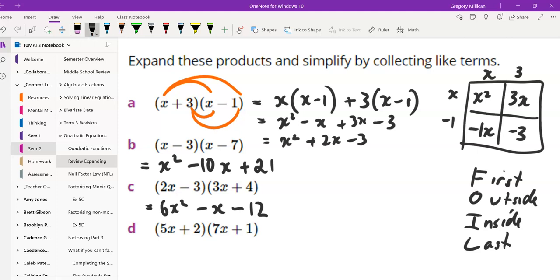The last example, the way I do this in my head is I know the process, so I'm going to times 5 by 7 and get 35x squared. And then I've got 5 times 1 plus 2 times 7. So 5 times 1 is 5, 2 times 7 is 14, 5 plus 14 is 19. And then 2 ones are 2. And we get those expansions.